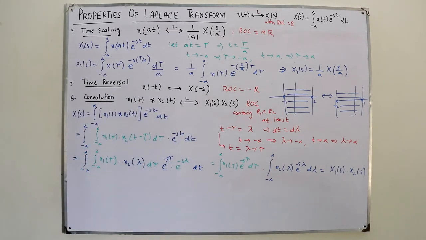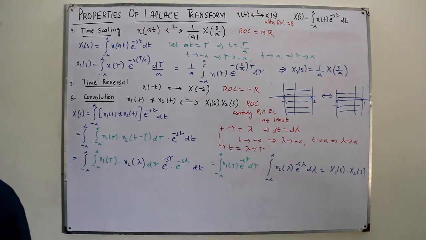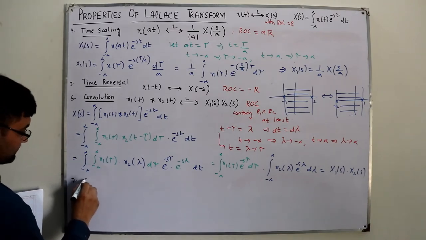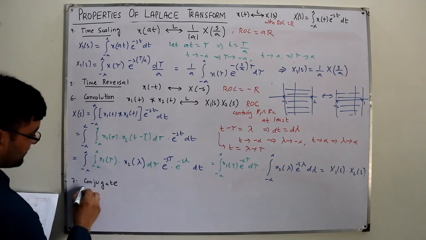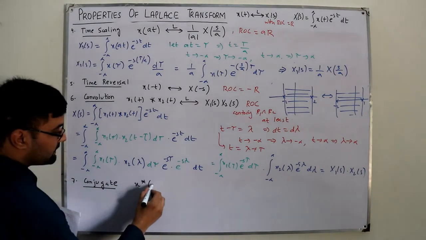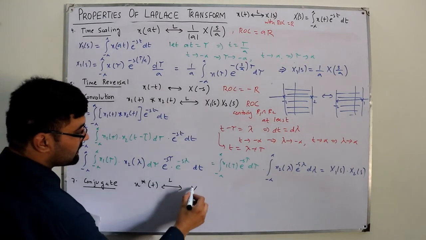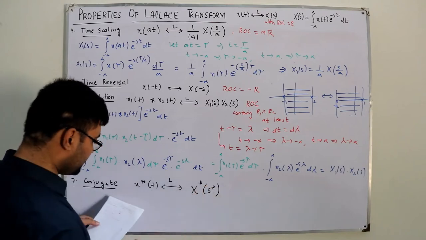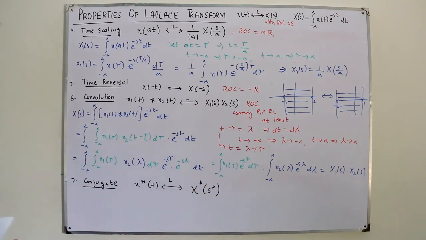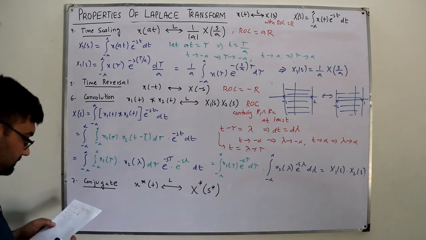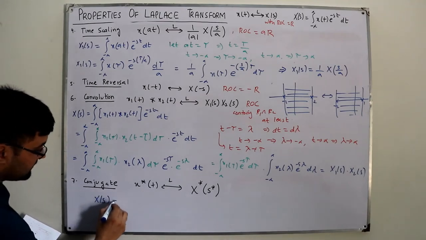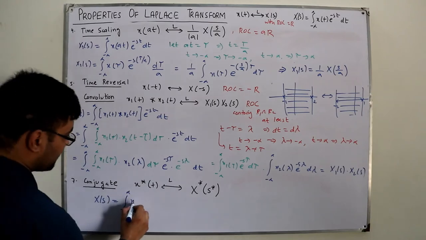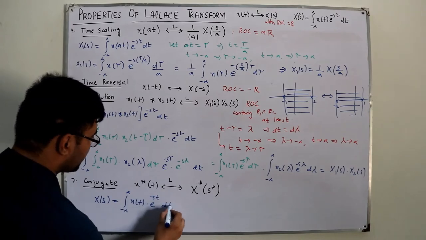Anyways, this was the property number six, convolution. Number seven is conjugate. If you take the conjugate of the time domain signal x of t, for the corresponding Laplace transform you also have to take the conjugate, and also the s conjugate. How do you prove it? You have X of s, right? X of s is the integral from negative infinity to positive infinity of x of t, exponential of negative st with respect to t.